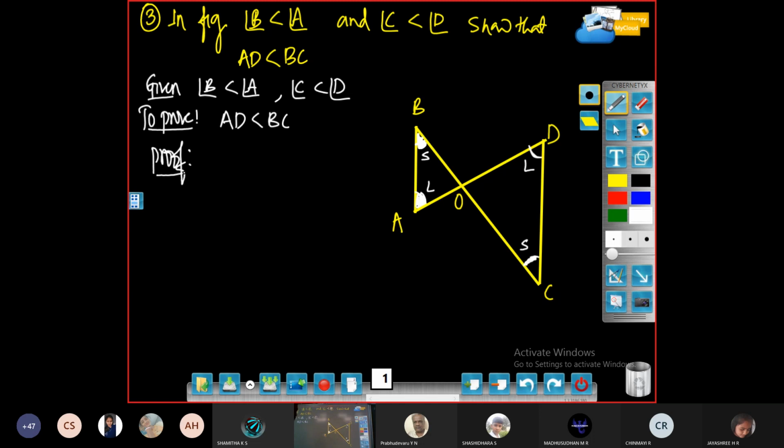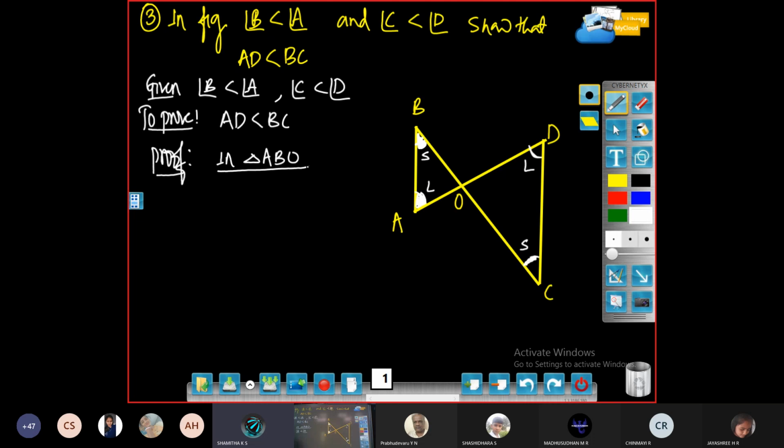Just apply it. Sir, we have to first separate the triangles and find the larger sides, and then we can add BO and those. Which is larger? Yes, you can add here. Sir, first we have to show that BO is larger than AO.